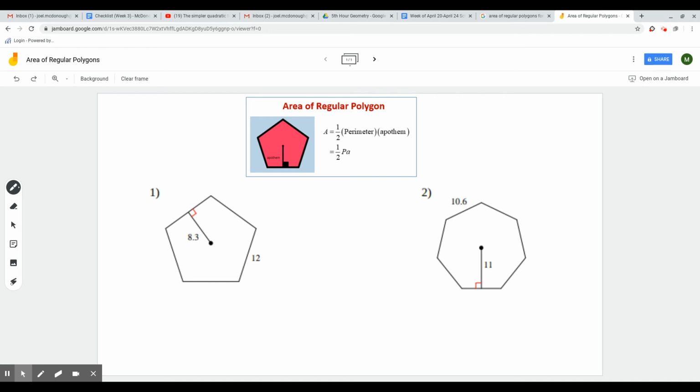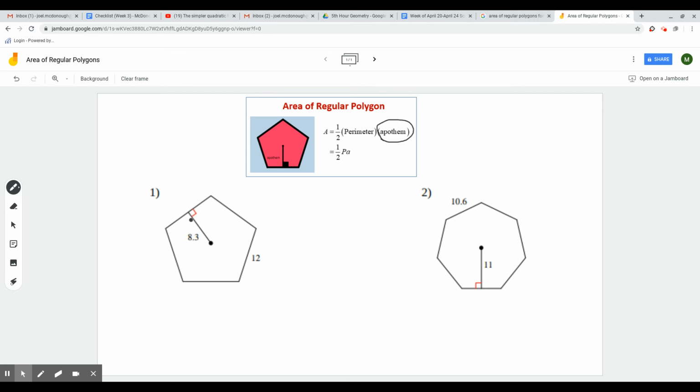To find the area of a regular polygon, you're going to use the formula A equals 1/2 times the perimeter times the apothem. This formula is very easy to use, and many of you have never heard of the apothem before. The apothem is the distance from the center of the shape to the side, and it has to be perpendicular. So you'll notice in both of these examples, it goes from the center to the side, and it's perpendicular.